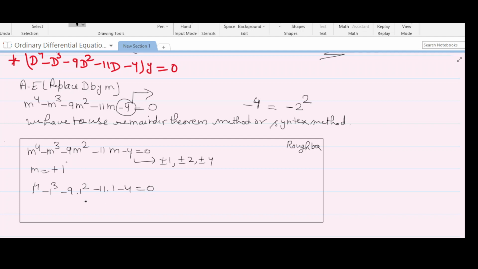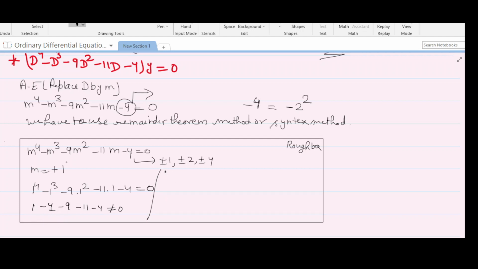The value should be 0 equal to 0. Okay, now what we have, 1 minus 1 minus 9 minus 11 minus 4 will never be equal to 0. Okay, so this cannot be applicable here.